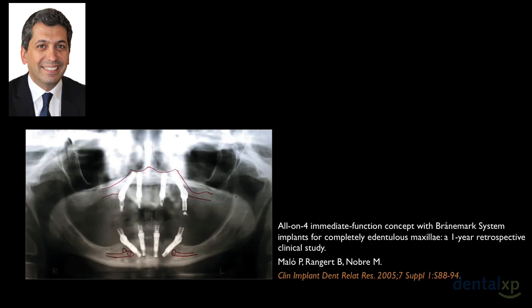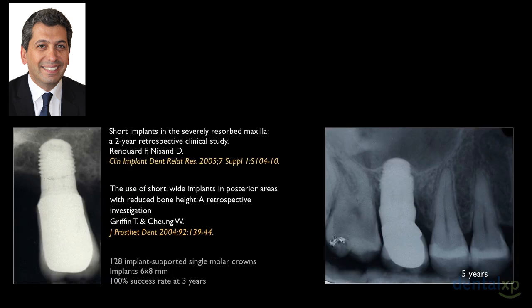Also, there is this great technique that was introduced by Paulo Malo, the all-on-4 technique. I'm sure you're all familiar with this technique, and one of the main advantages of this technique is that it will allow us to place our implants in the maxilla without having to go into the sinus by just tilting those implants. Another alternative to sinus floor elevation is the use of short implants.